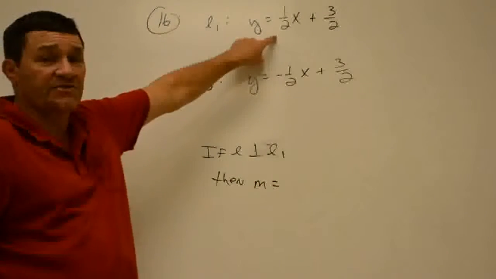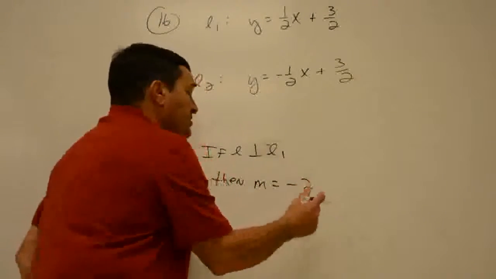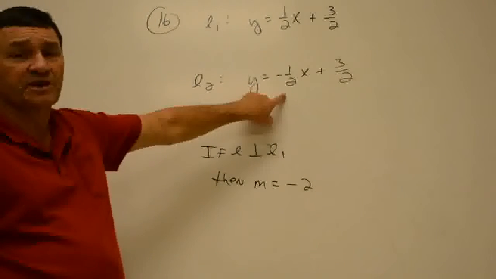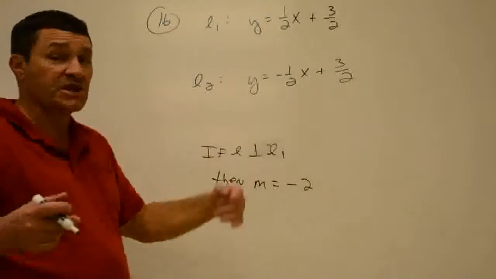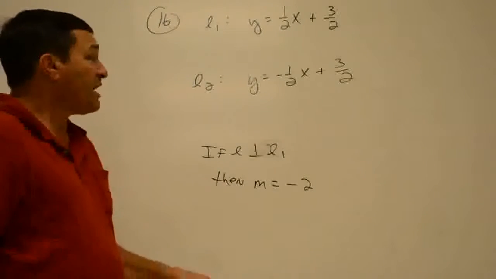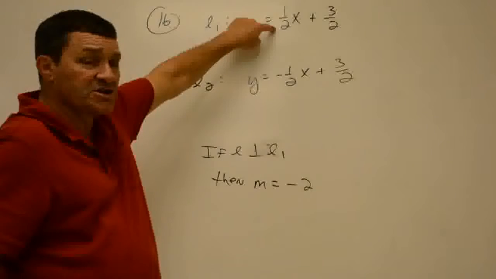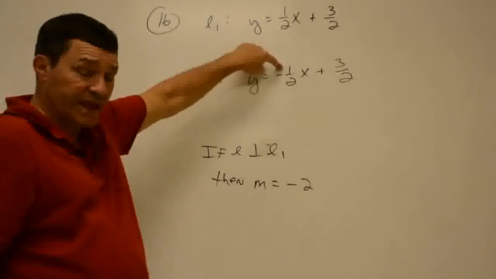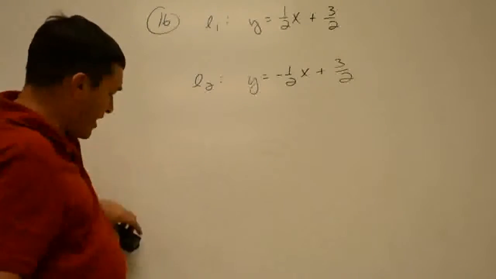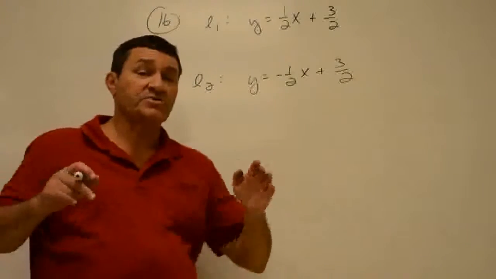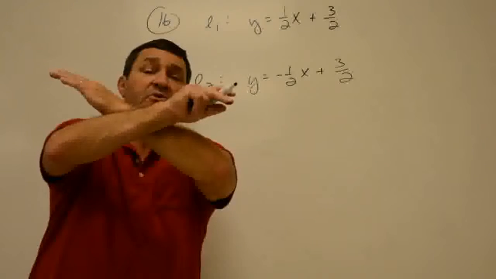It has to be the negative reciprocal. It would be negative 2. Well, look at the slope of line 2. It's not negative 2. It's negative 1/2. So these lines are not perpendicular. And by the way, because this slope is positive 1/2 and this slope is negative 1/2, they're not parallel either. All that means is, if you were to graph each of these lines, there's going to be some place where the two lines will intersect at a point.